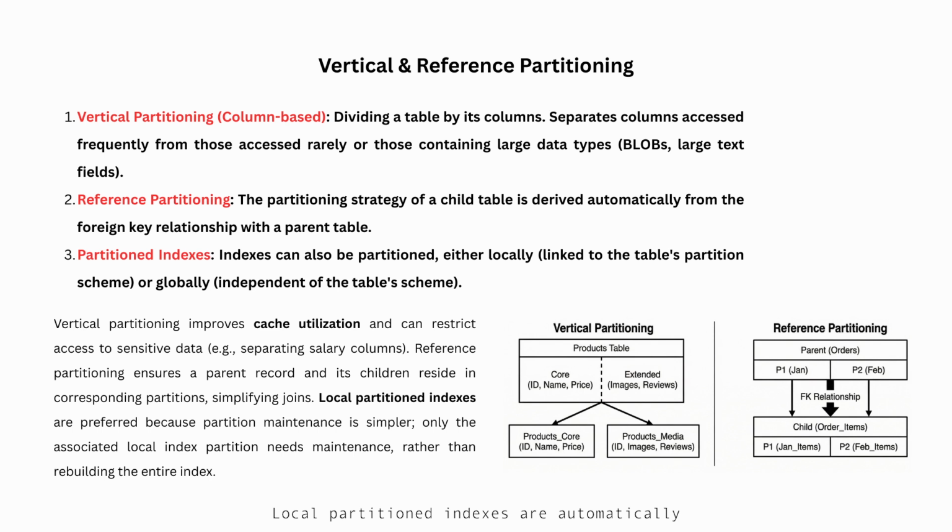Local partitioned indexes are automatically linked to the table's partitioning method, simplifying maintenance because if you move a table partition, only the associated local index partition needs rebuilding. In contrast, global indexes are partitioned independently.